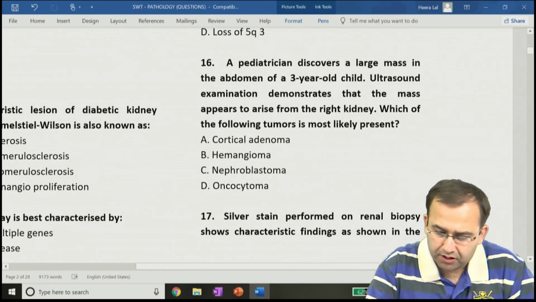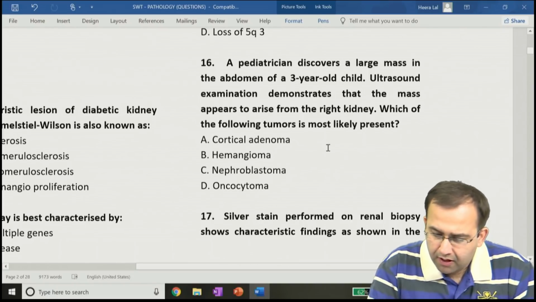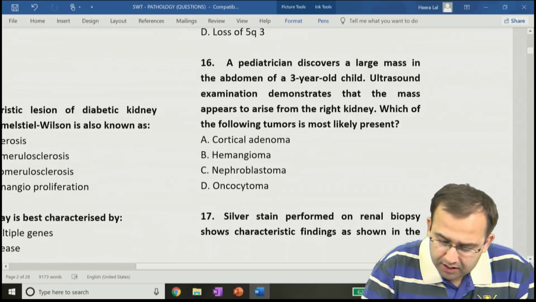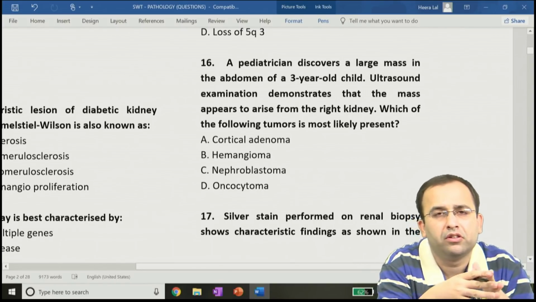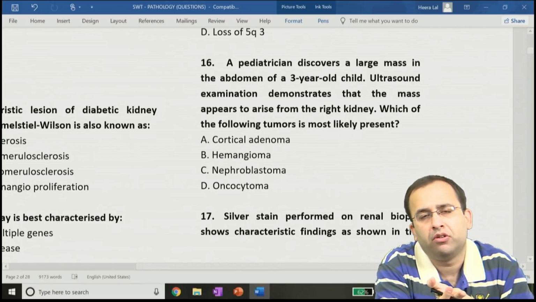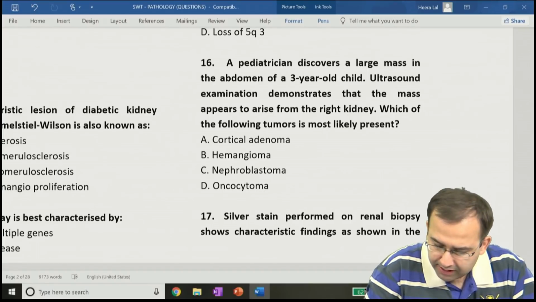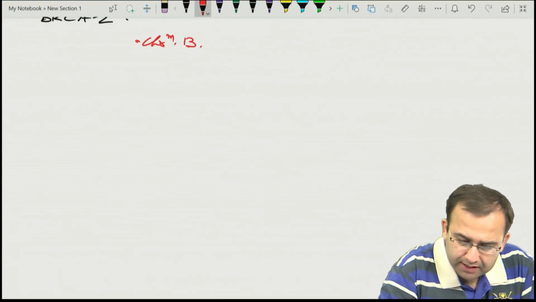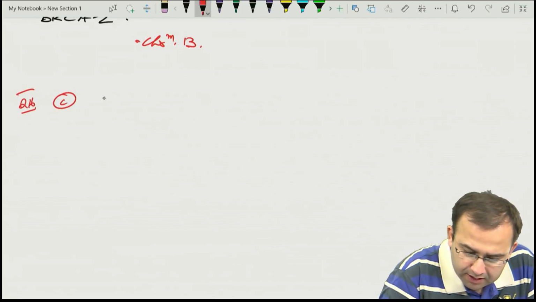Pediatrician discovers a large mass in the abdomen. Ultrasound shows it rises from the right kidney. Most likely tumor? The answer is nephroblastoma or Wilms tumor, C. Nothing else fits: a malignancy of childhood arising from the kidney, Wilms tumor. Question 16, the answer is C.